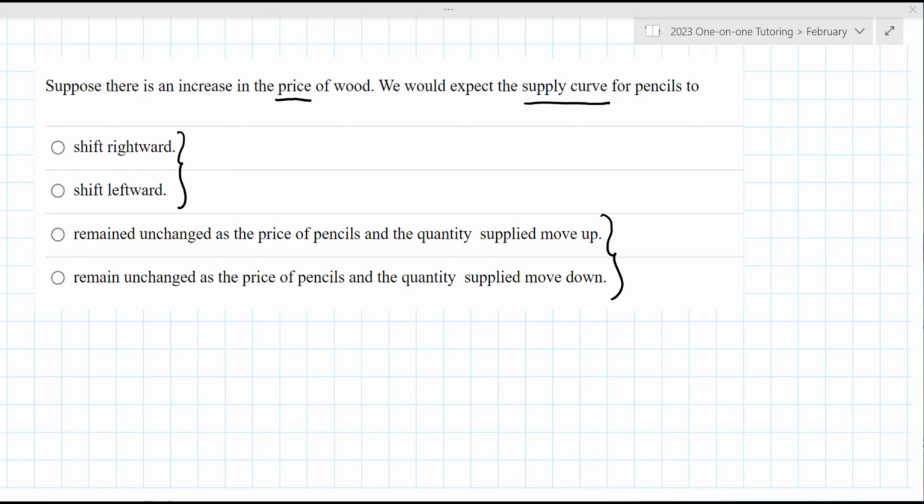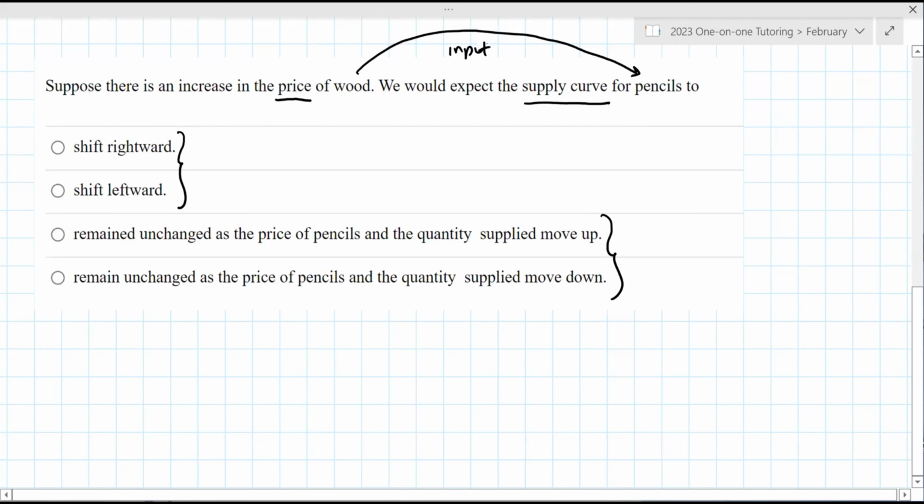So the issue here is that wood is an input to pencils. If it was an increase in the price of pencils, that would be a movement along the curve. I said if it were the price of pencils, that's a movement along the curve. But since it's wood, and because wood is an input to pencils, that means it's a shift of the curve, not a movement along the curve.